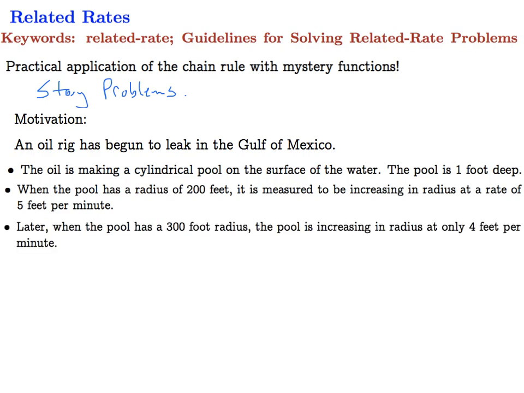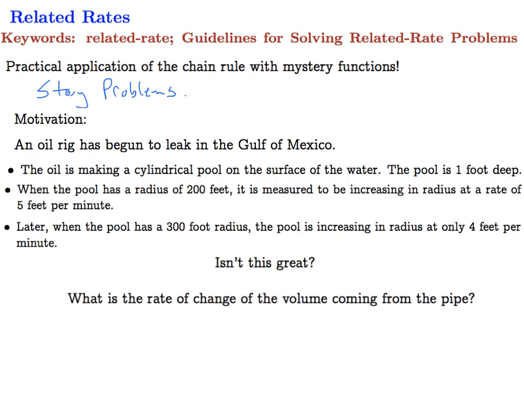And later, when the pool has a radius of 300 feet, the pool begins to increase in radius at only 4 feet per minute. So isn't this great? I mean, we've got this leaking oil, but it was increasing at 5 feet per minute in radius before, now it's only increasing at 4 feet per minute, so everything seems good. But a really important question here is not so much how fast is this pool increasing in size, but what is the rate of change of the volume coming from the pipe?